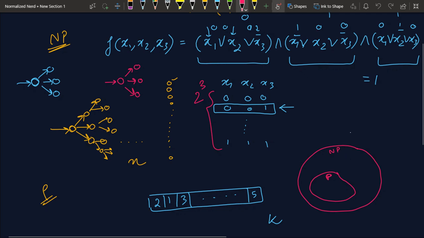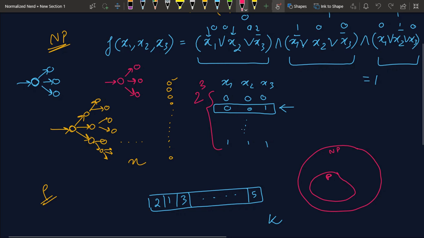Now whether or not P is equal to NP, we don't know so far. So we cannot say for sure that this problem can never be solved in polynomial time. But most of the researchers think that P is not equal to NP, so probably there is no algorithm to solve this problem in polynomial time.